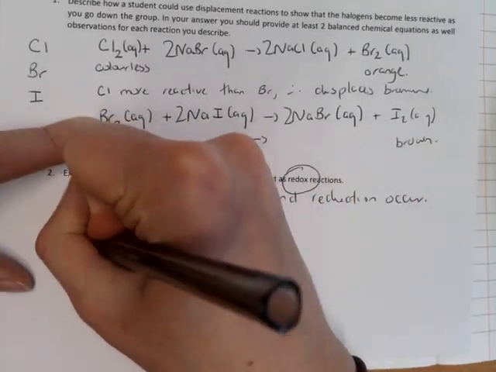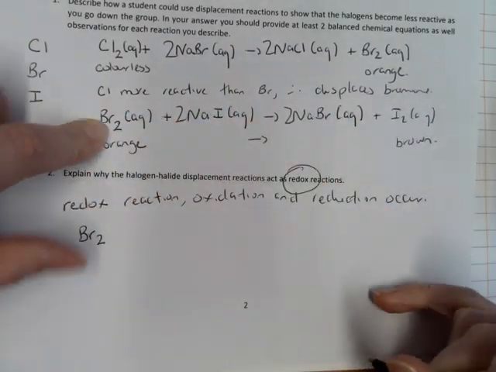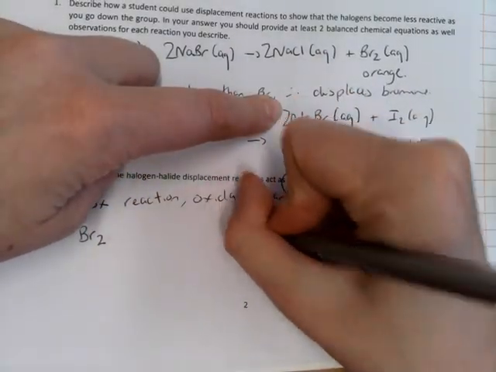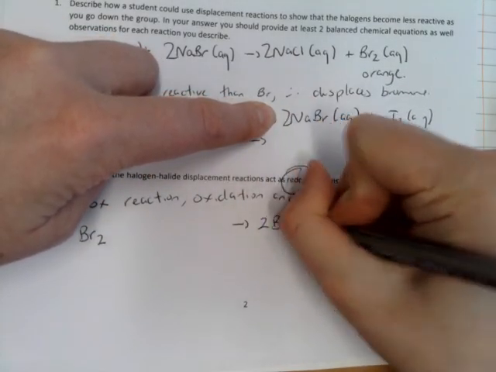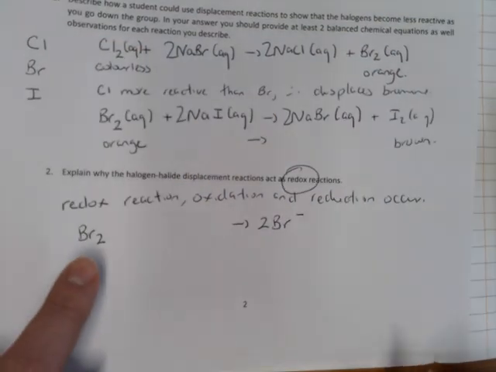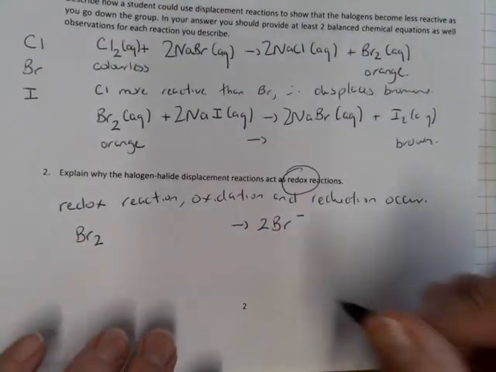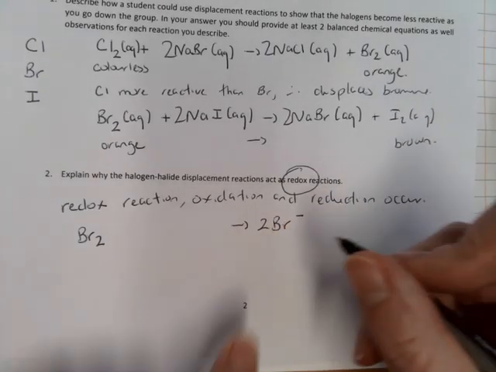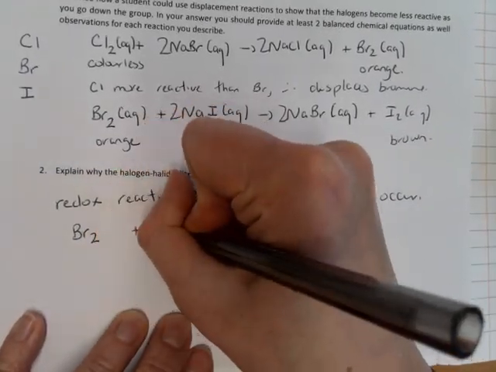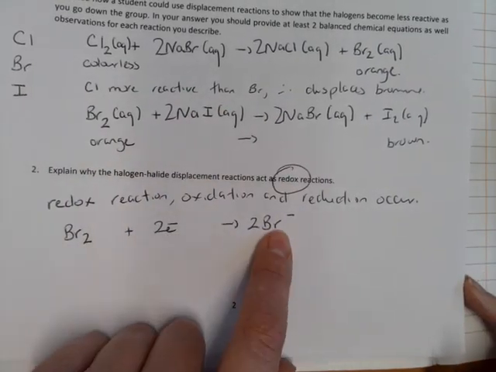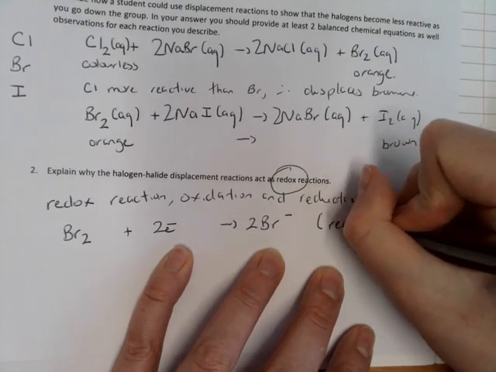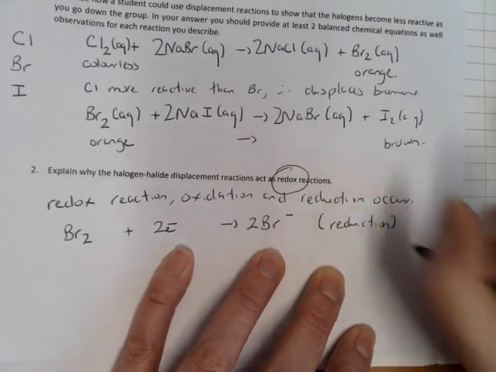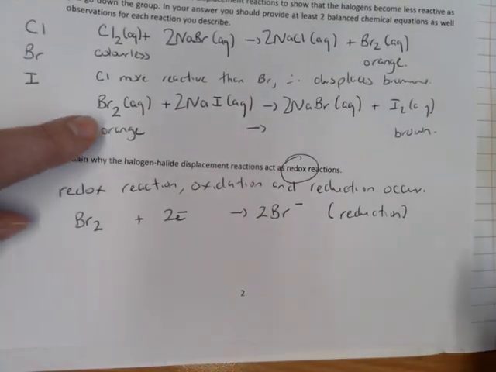So if I look at bromine here, it starts off as Br2, and on the other side I can see it's part of an ionic compound, and it's going to be present as 2Br minus. Now to get from Br2 to 2Br minus, it must have gained electrons because it's becoming negatively charged. So I can write Br2 plus 2 electrons goes to 2Br minus, and I can say here that this is an example of reduction.